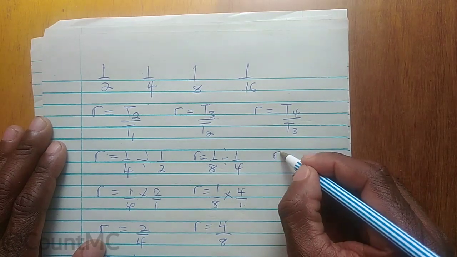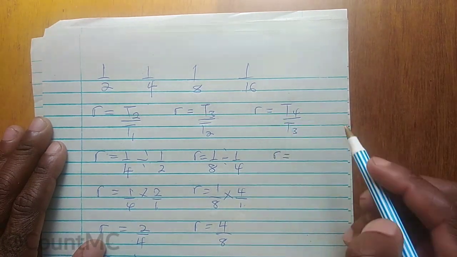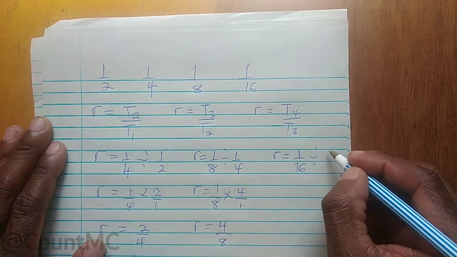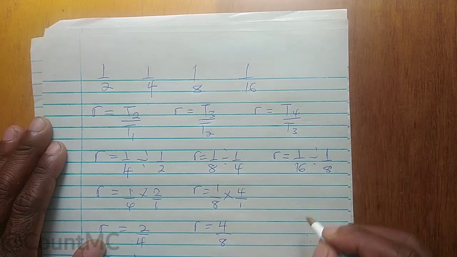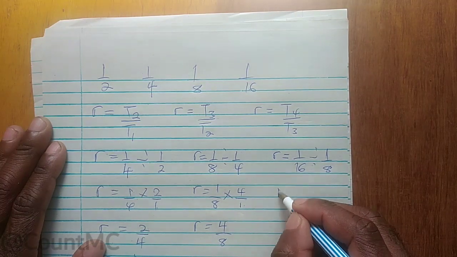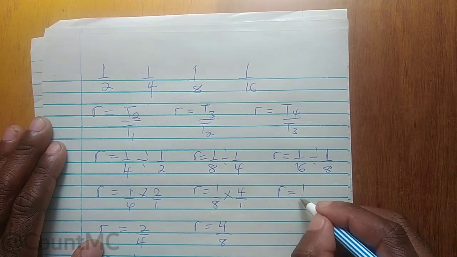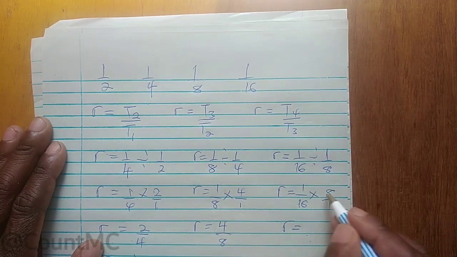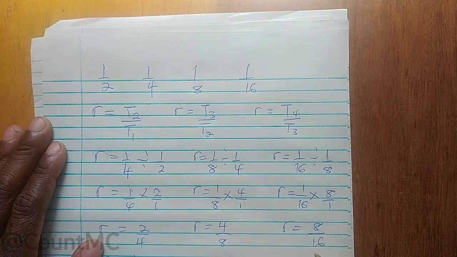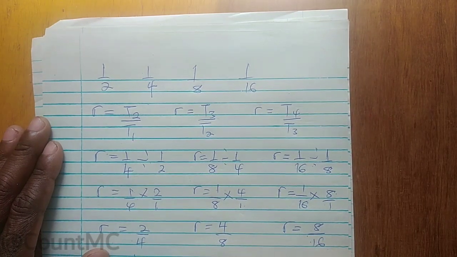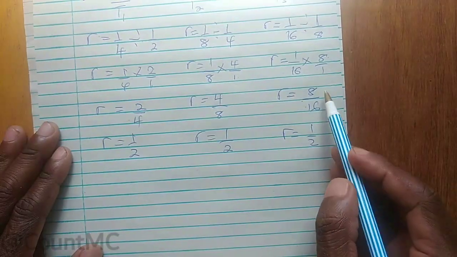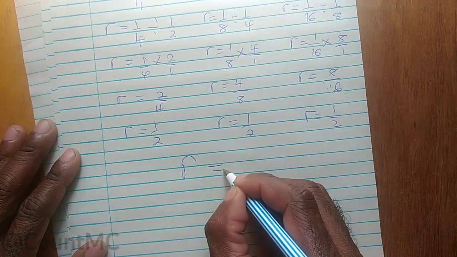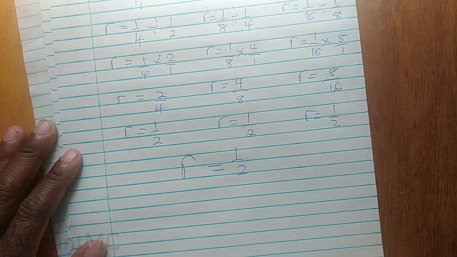Okay, the last one, term 4 divided by term 3. The fourth term is 1 over 16 divided by the third term, 1/8. So your r is going to be 1 over 16 times 8 over 1, and your r equals 8 divided by 16. So from here we can say r is equal to half. 8 divided by 16, you get a half. So the constant ratio is a half.